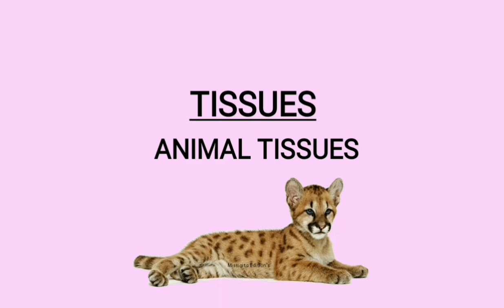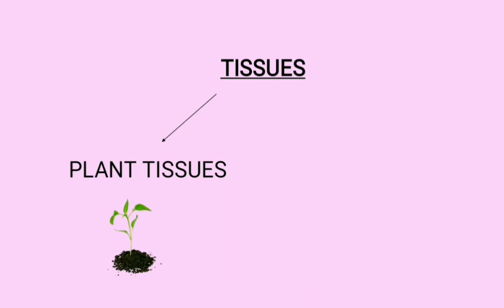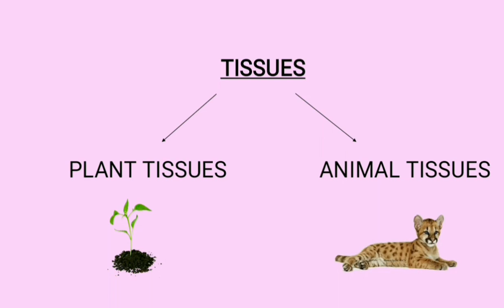In the last video, we discussed what tissues are. On the basis of that, we can broadly classify tissues into plant tissue and animal tissues. Plant tissues and its types are already discussed in the last video. Today, we will study only animal tissues in detail.